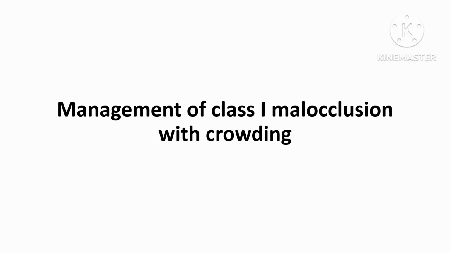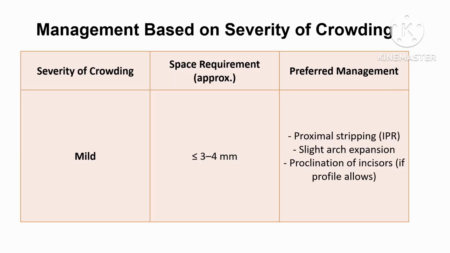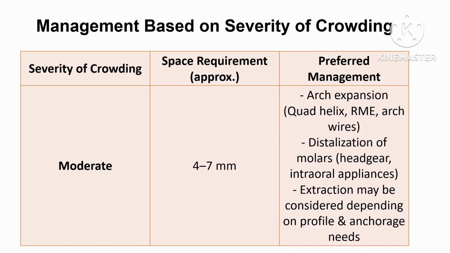For mild cases where the space discrepancy is around 3 to 4 mm, non-extraction options are usually sufficient. This includes proximal stripping of the teeth, minor arch expansion, or slight proclination of incisors if the patient profile allows. In moderate crowding of 4 to 7 mm, more space is required. This can be achieved by arch expansion using appliances like quad helix or arch wires, or by distalizing molars to gain space in the arch.